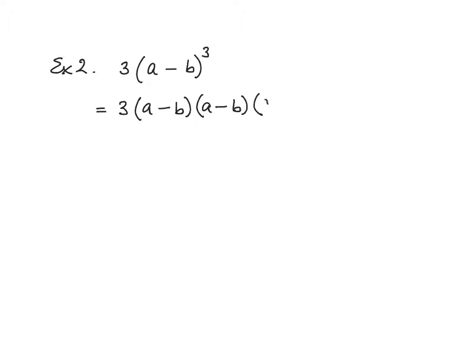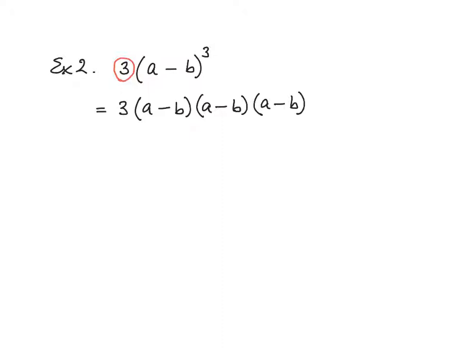Second example, what about something like this? Now, first thing is to write out the brackets, a minus b, and then a minus b again. You'll notice in this example we have a multiplying 3. Now we're not going to use that until the very end of the question.